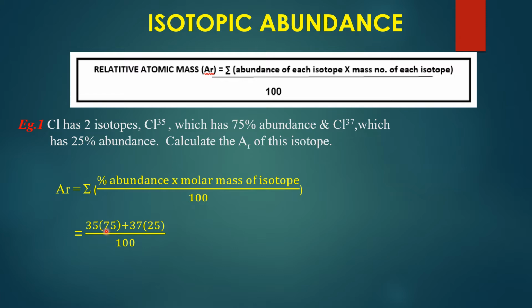Add it to the other isotope. The other isotope, chlorine 37, has a mass of 37, whose abundance is 25, and the whole thing is divided by 100. Depending on how many isotopes you have, you keep on doing the addition. Once we do that, we will see that the relative atomic mass comes to 35.50. And it is this relative atomic mass which is written in the periodic table as the relative atomic mass of chlorine.